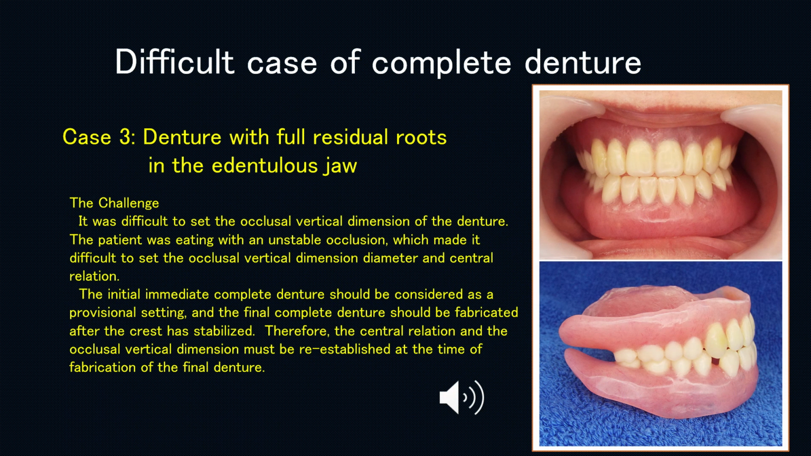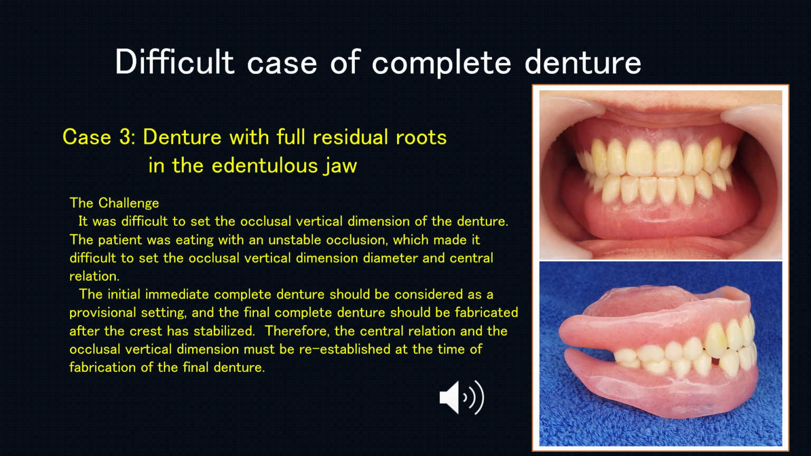Case 3. Denture with full residual roots in the edentulous jaw. The challenge. It was difficult to set the occlusal vertical dimension of the denture. The patient was eating with an unstable occlusion, which made it difficult to set the occlusal vertical dimension, diameter, and central relation.